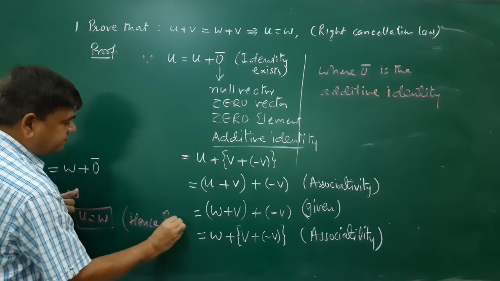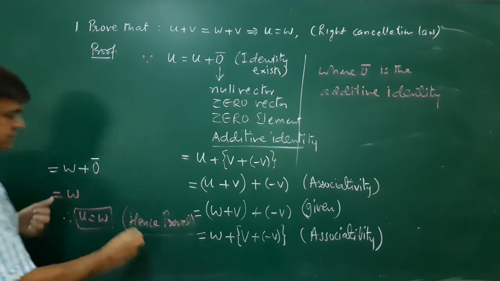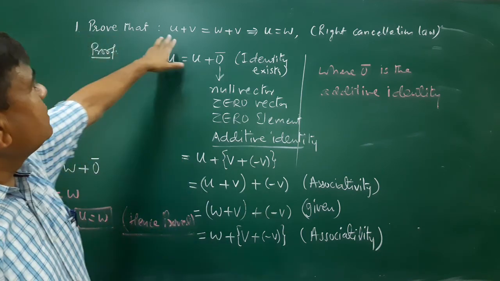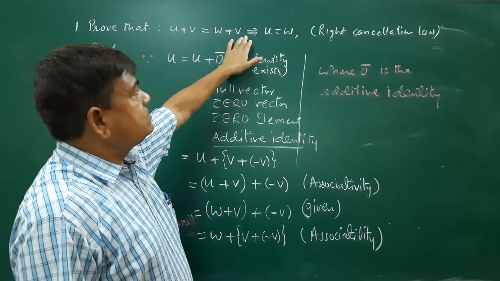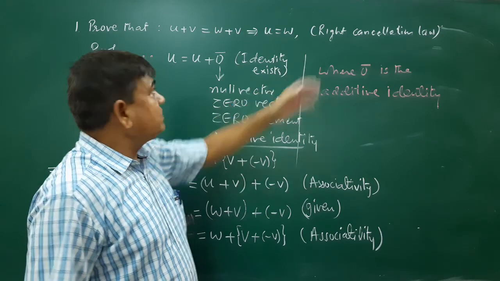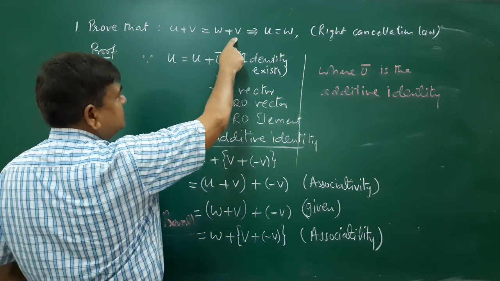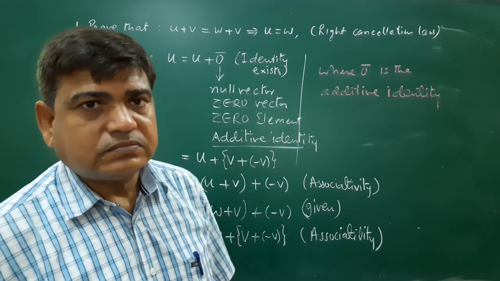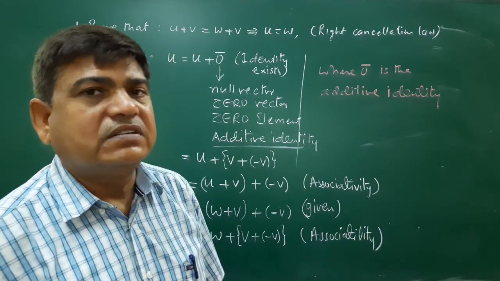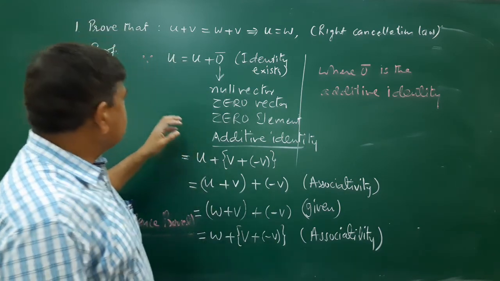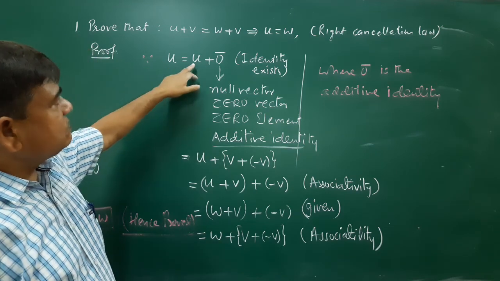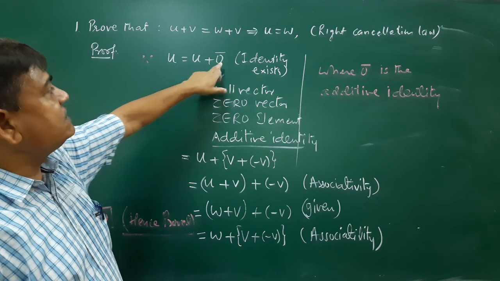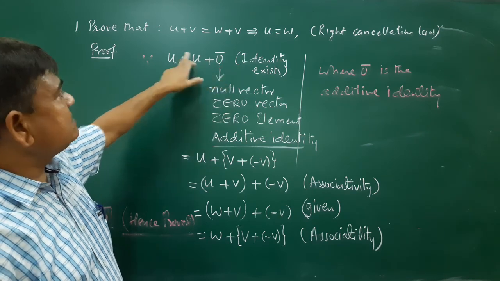Nice. I repeat, U plus V equals W plus V. This implies U equals W. This term is cancelled out. Answer is this. This is called right cancellation law. Several times it is asked in university examinations. So we begin with this one. U equals U plus the identity element, because if any element is added to identity element, the answer is the element itself.